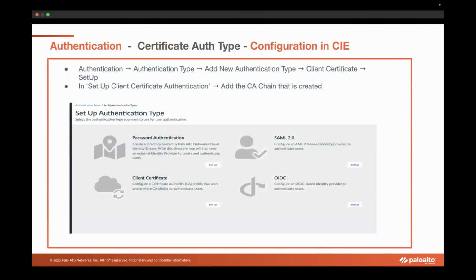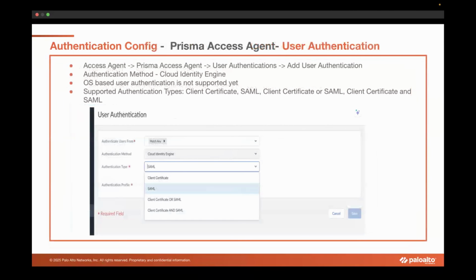And then, of course, you have to configure the authentication type for the certificate auth type, similar to what we did for SAML. And of course, we have to configure the authentication profile in the CIE and use that authentication profile in the Strata Cloud Manager. And then again, configure the user authentication. You have the option to choose all the 4 options that we discussed earlier.